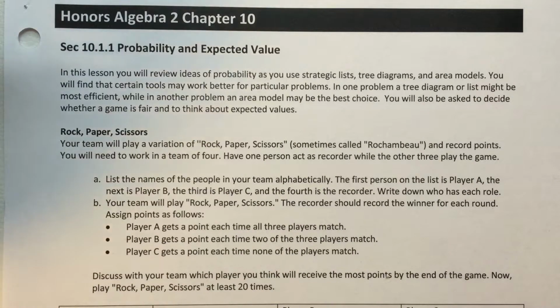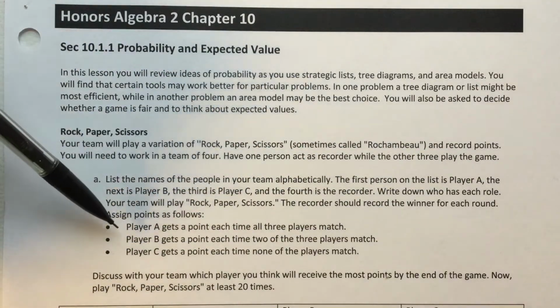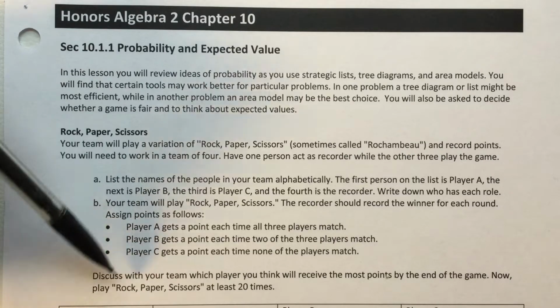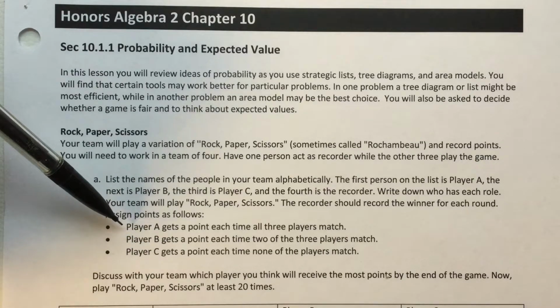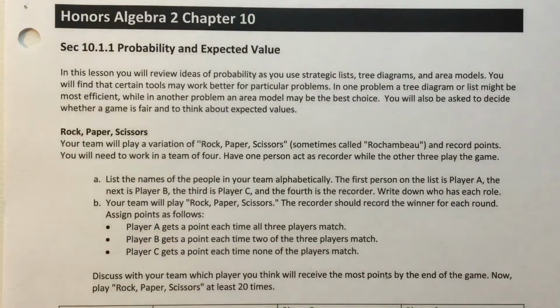We're going to start off with a problem that involves rock, paper, scissors. You may have seen that. It's going to be a variation, though, because you're going to have three people playing at a time: a person A, a person B, and a person C, all playing at the same time. Person A gets a point if all three match, like rock, rock, rock. Person B gets a point if two of the three players match, like two rocks and a paper. And person C gets a point if none of the players match, so a rock, paper, and scissors.